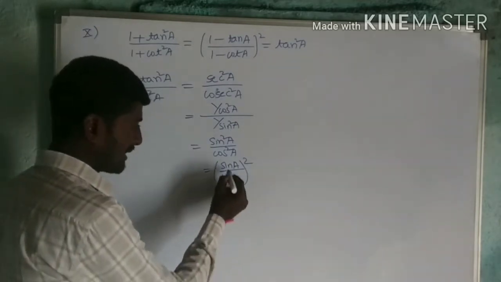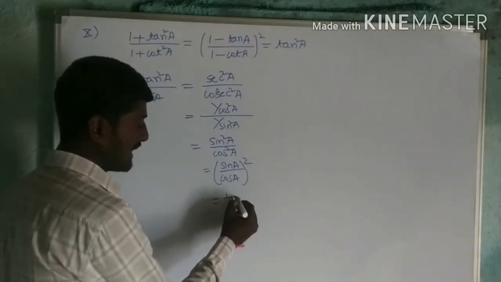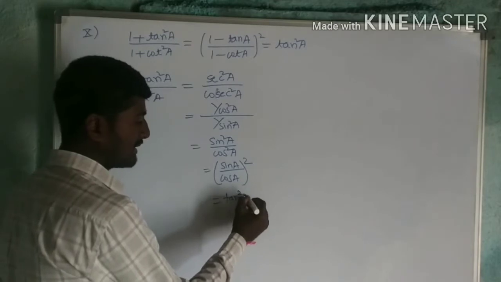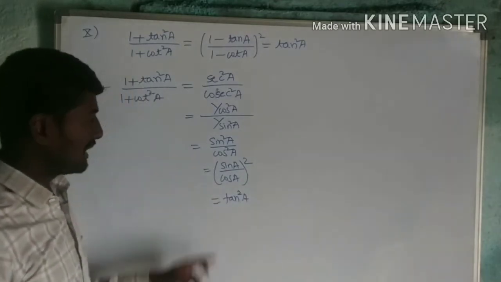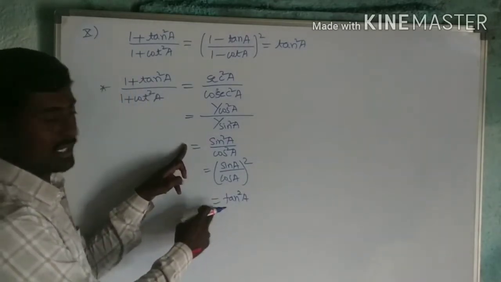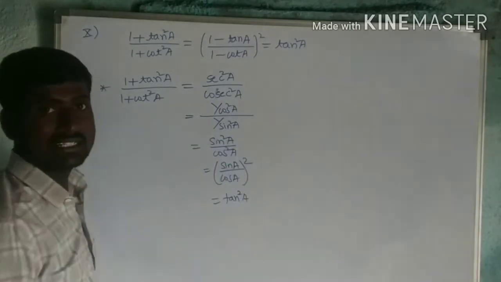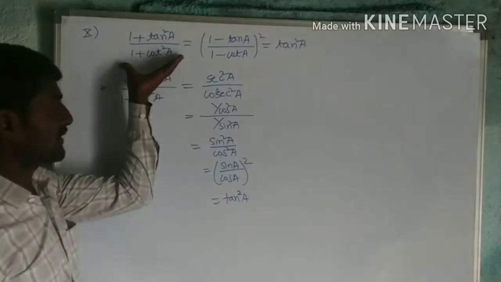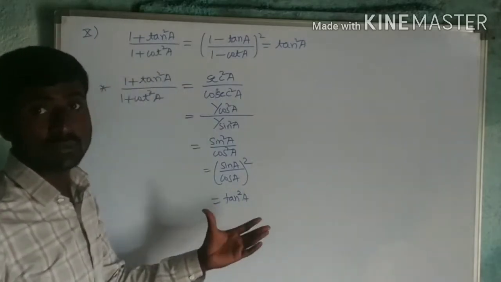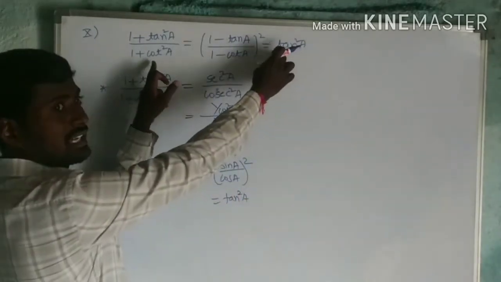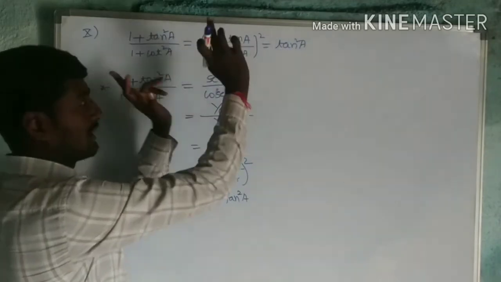Now this can be written as sin A by cos A is tan A, then square is there, tan square A. Otherwise directly you can write this step only. No need of writing this step. Sin square A by cos square A is nothing but tan square A. By solving the first term I got it as tan square A. It means these two terms are equal.